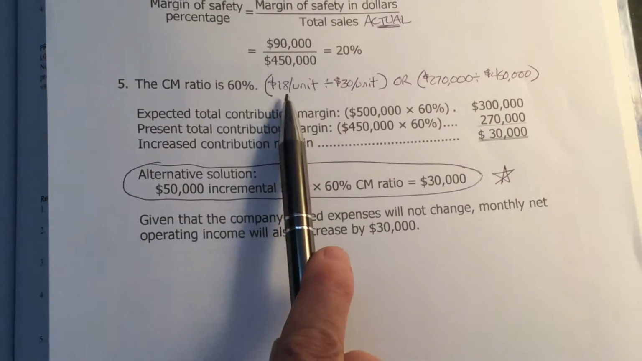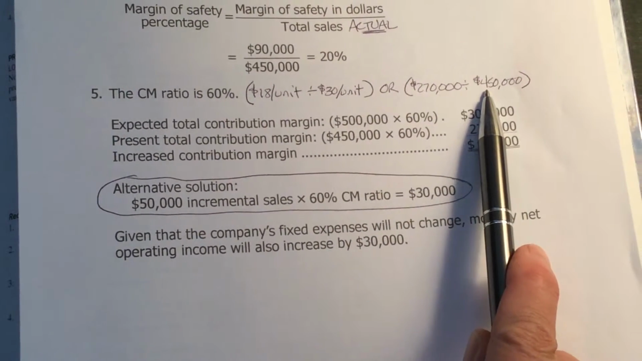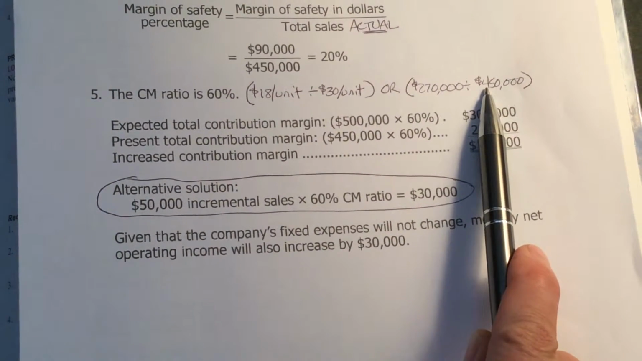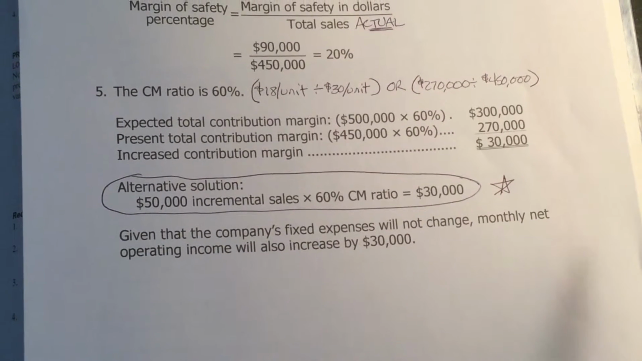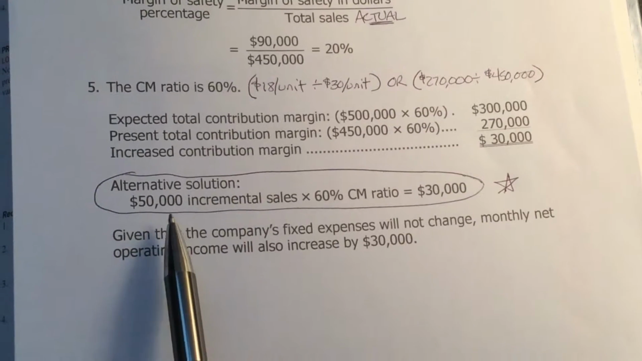Number 5, what's the company's CM ratio? It's 60%. You can calculate that either on a per unit basis or in the aggregate off the income statement. Both are fine. If sales go up 50,000 per month and there's no change in fixed expenses, that means we're in the relevant range. How much will income increase?